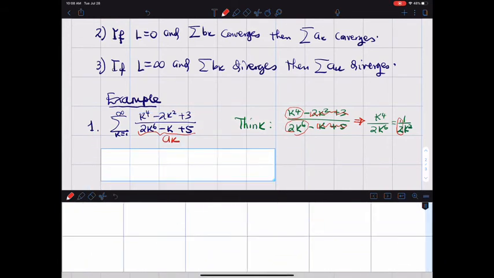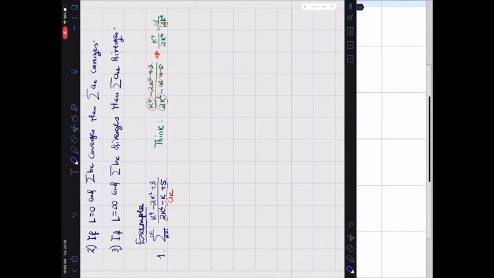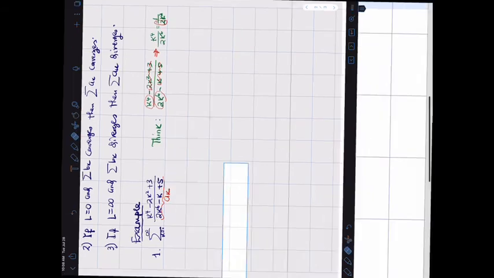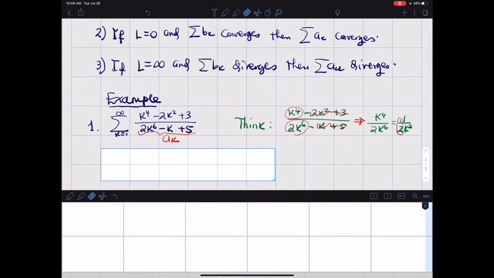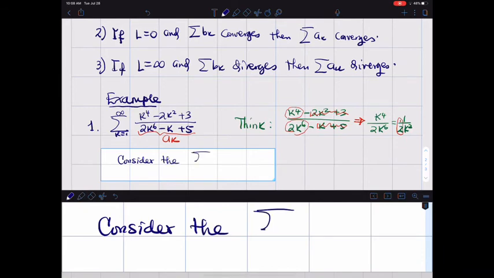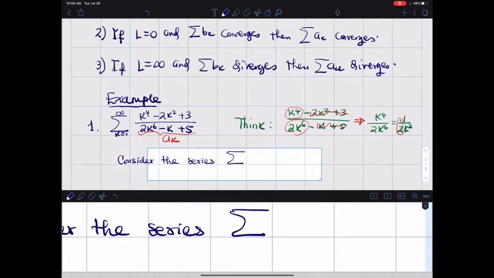So we're going to consider the limit, so we have to consider the series, summation k from 1 to infinity of 1 over k squared. All right, so this is our BK.